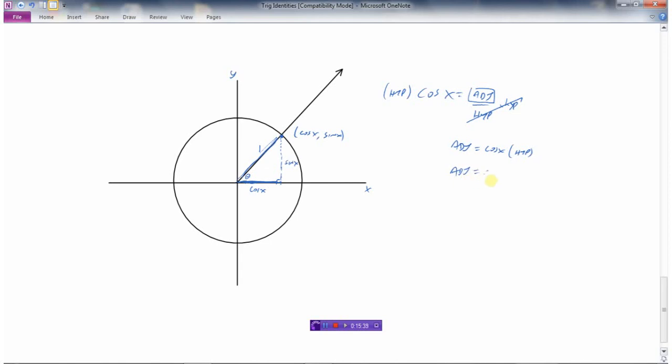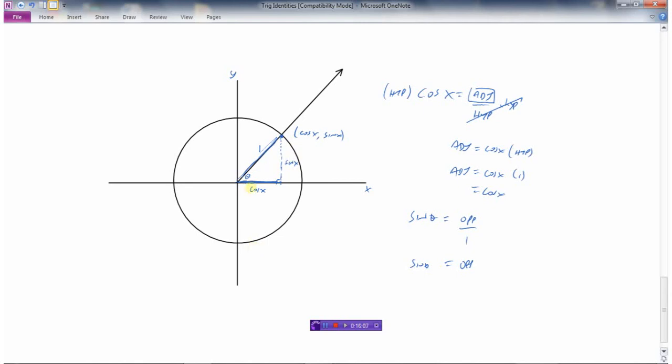So the adjacent would be cos x times 1, which is just cosine x. So the adjacent side is cosine x. If I wanted to find the opposite side, well, sine theta equals opposite over hypotenuse. So sine theta equals the opposite side divided by the hypotenuse, which we know is 1. So opposite equals sine theta, or I was using x here, so sine x.